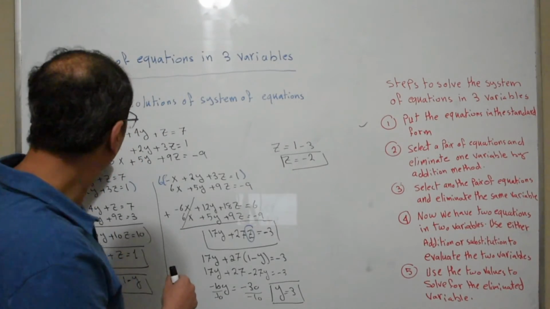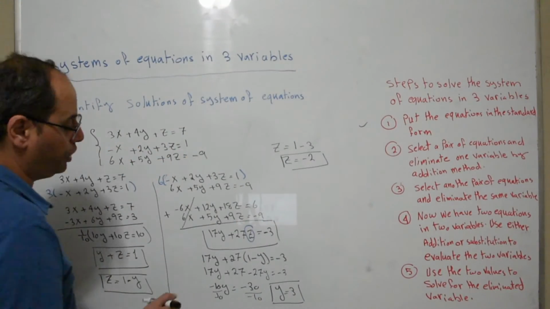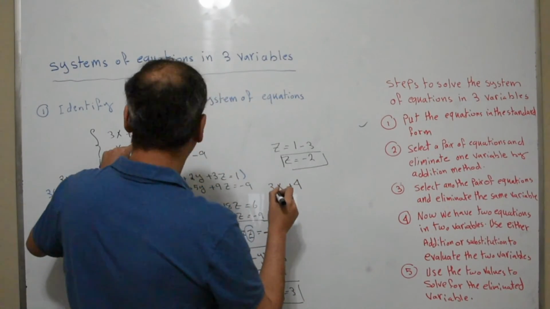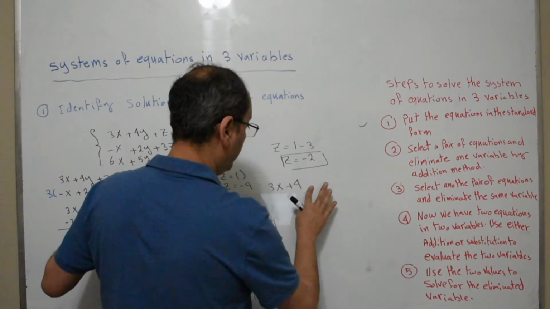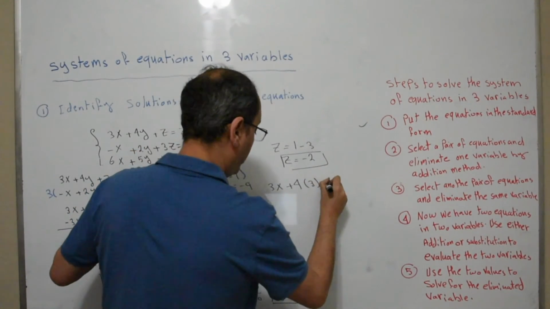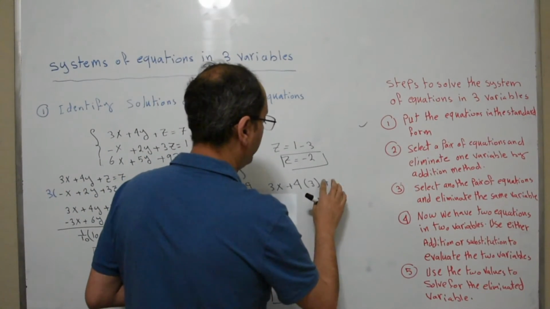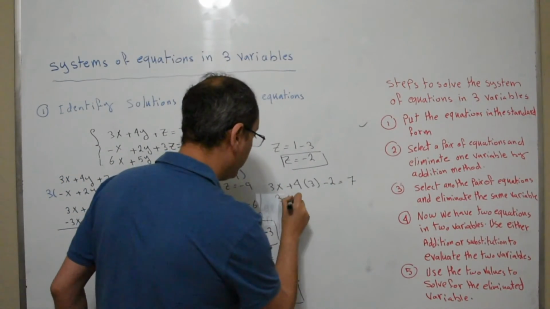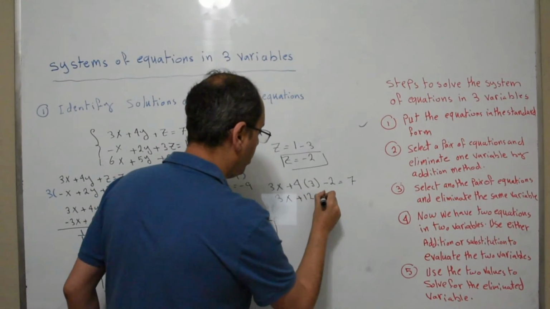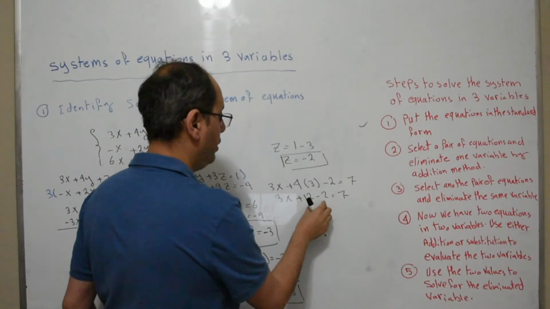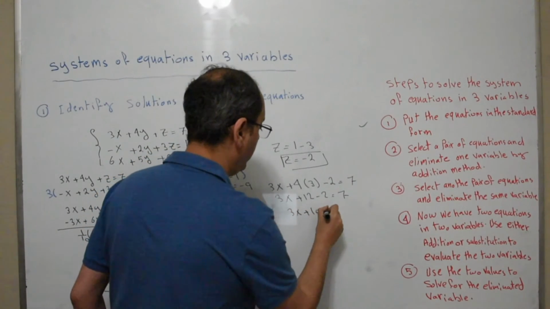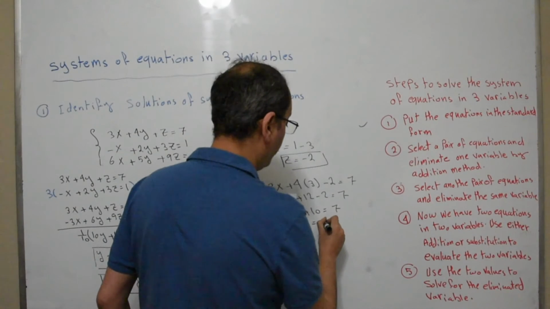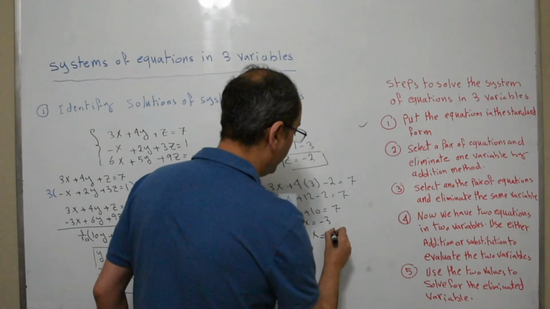So let's plug y and z into the first equation. I have 3x, I don't know what x is yet, plus 4y, so y is 3, plus z, and z is negative 2, which is equal to 7. So 3x, 4 times 3 is 12, minus 2 equals 7. So this is 10, so 3x plus 10 equals 7. So I move 10 to the other side, so 3x is 7 minus 10, which is negative 3. Divide by 3, x is negative 1.